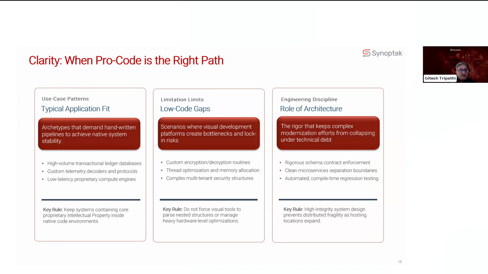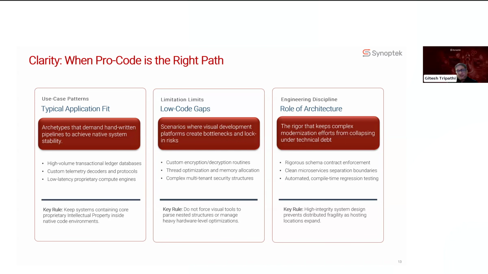To guide this decision, we have structured our architectural rules into three pillars. So what are those three pillars? Let's get into them one by one. The first one is the typical application fit. These are standard architecture types within your software estate that must remain inside native handwritten development pipelines. These are your systems of record and competitive differentiators, custom hardware telemetry decoders, low latency pricing and matching engines. These are some of the prime examples of application fitment.